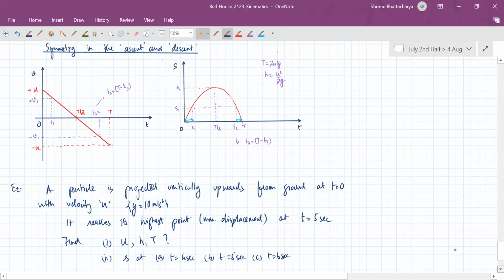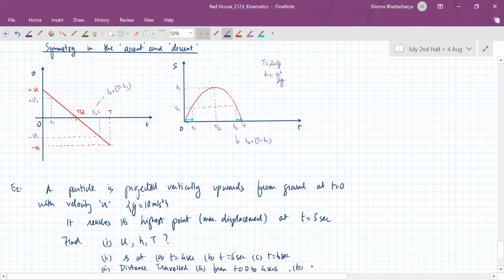And the next part, which is a really interesting part, we have to calculate the distance traveled, which is actually the actual path length from t equal to 0 to 4 seconds. How much distance is traveled in 4 seconds?